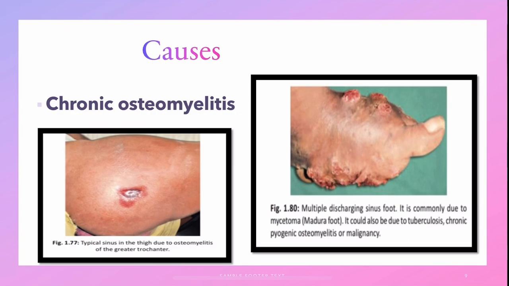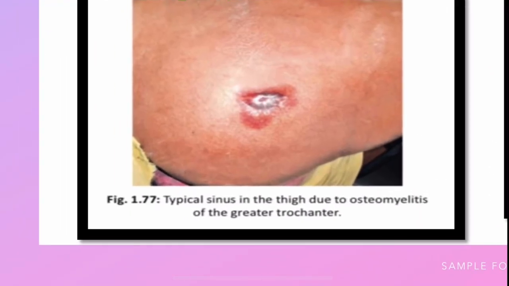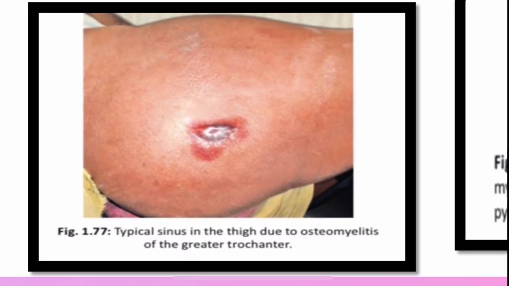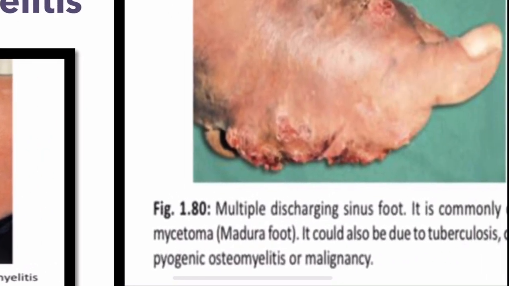So in chronic osteomyelitis, what happens? Recurrent infections of the surrounding tissues of the bone, and then those surrounding tissues of the bone will result in the formation of a tract, a sinus tract, through which the pus drains out. So let us see some pictures to have a better clarity about it. So this is a typical sinus in the thigh which is due to osteomyelitis of a greater trochanter of the femur. The greater trochanter of the femur bone, and this is osteomyelitis of the thigh.